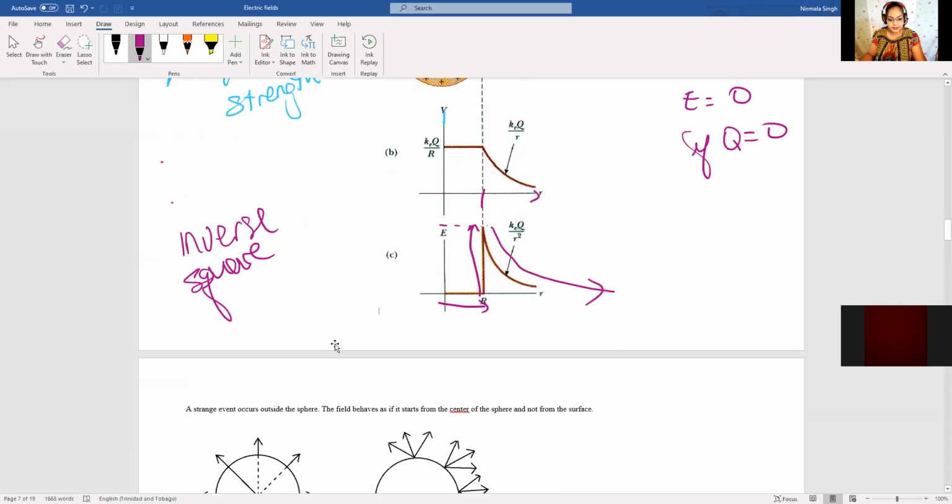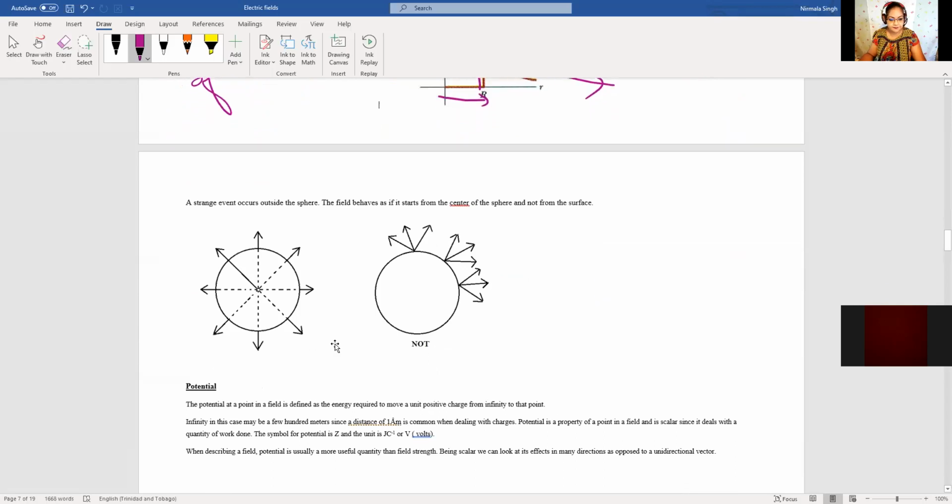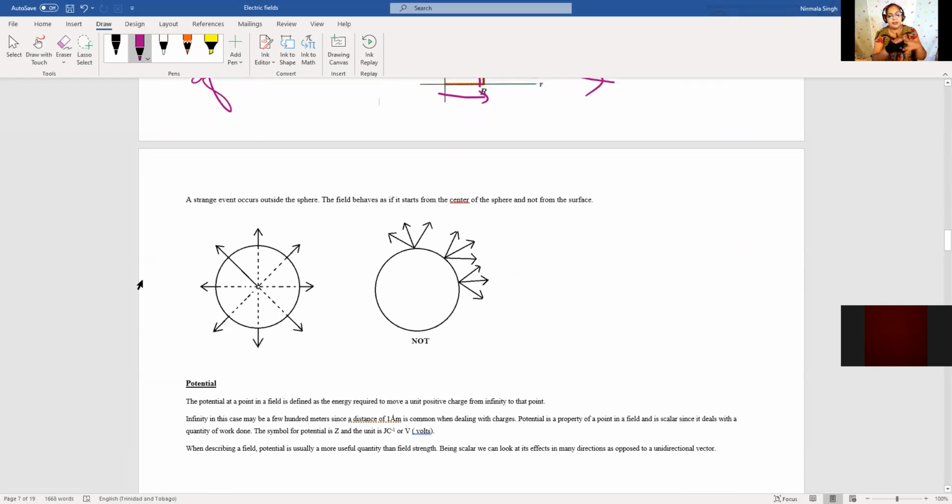So coming on, let's look here. Now, a very special thing happens with charged objects or charged spheres. And let's read from the handout. A strange event occurs outside of the sphere. The field behaves as if it starts from the center of the sphere and not from the surface.